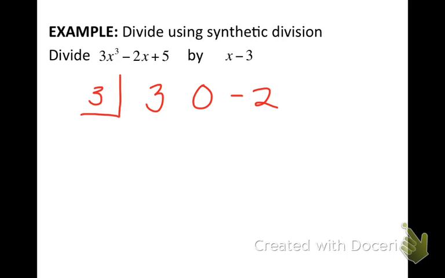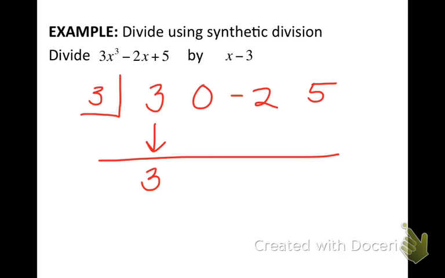-2, right? Linear, cubic, quadratic, linear, and then my constant is 5. There are my numbers. Okay, give yourself a big addition bar down there at the bottom. Your first step is always to bring down your leading coefficient, which is a 3.